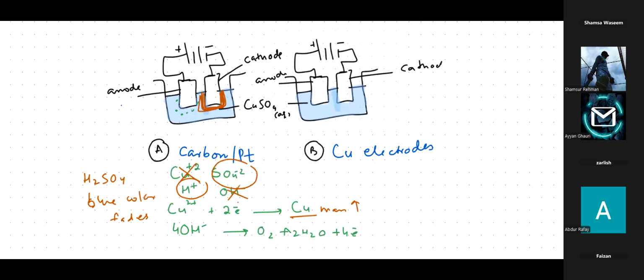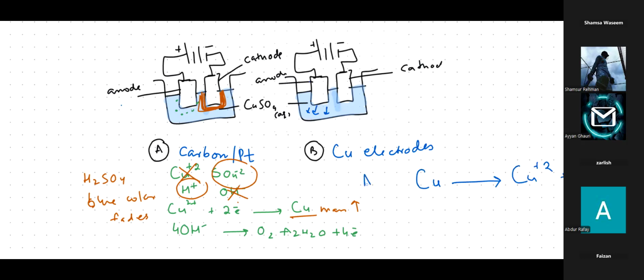Now, when you're doing electrolysis using copper electrodes, we are not using inert electrodes. The ions in the electrolyte are going to be the same, but as soon as you pass the current, the copper anode itself is going to be oxidized. This electrode, copper metal, will oxidize, giving copper ions in the electrolyte.